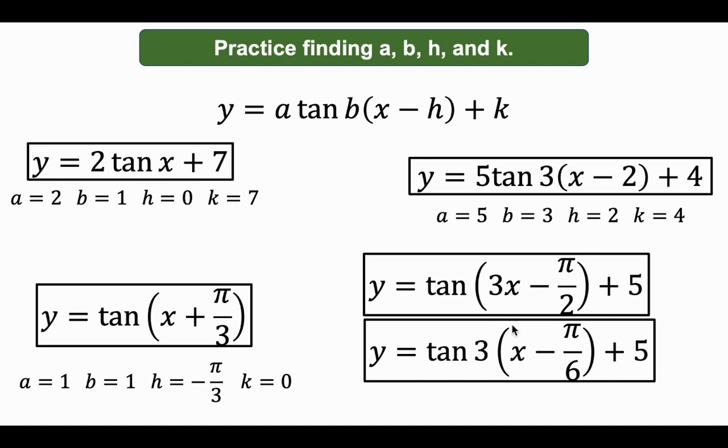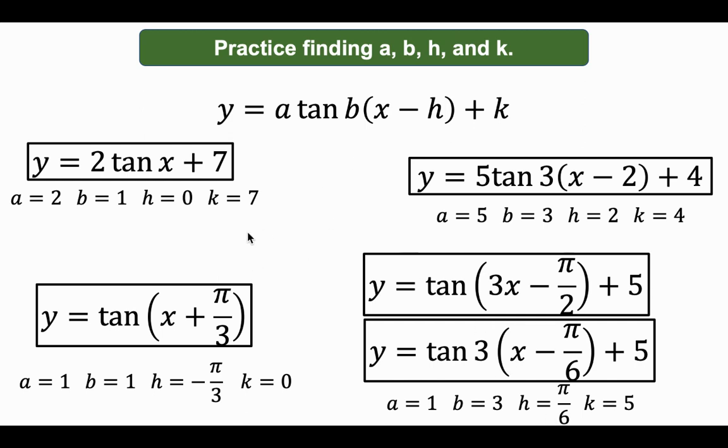You can double check that by multiplying in. 3 times x is 3x. 3 times pi over 6 is 3 pi over 6, which simplifies down to pi over 2. So these two things are the same. But like I said, if you have parentheses and you have this number inside next to the x, you have to pull it out. And then this is your a, b, h, and k, now that we have it in the right form.